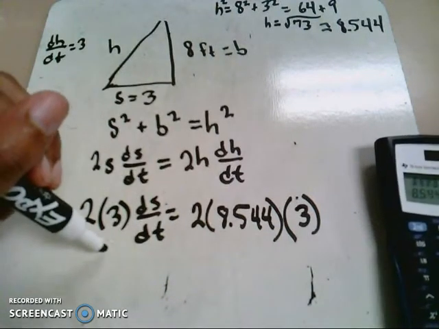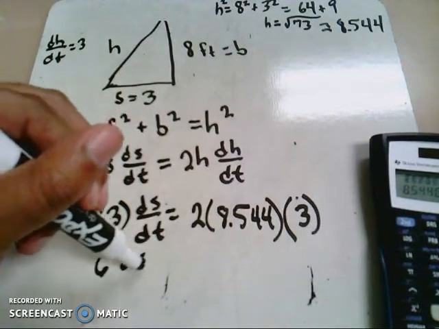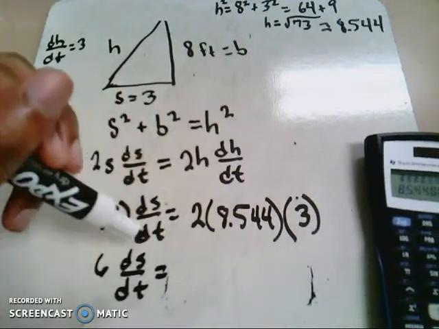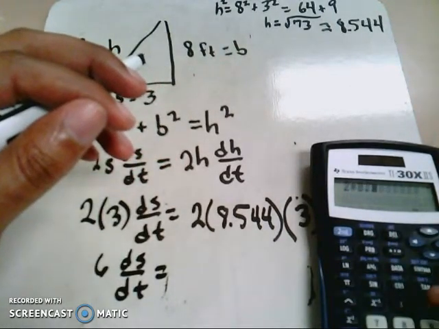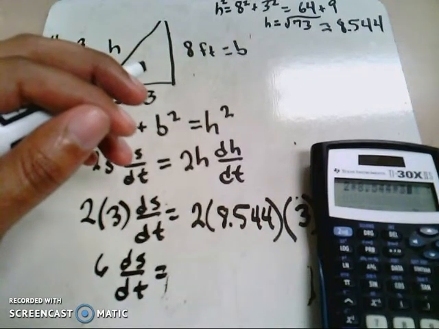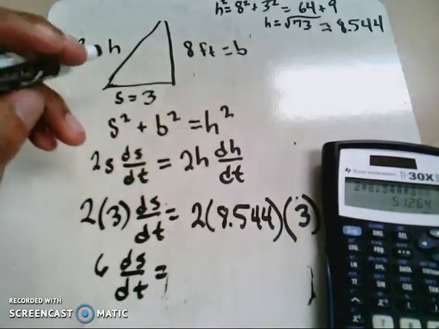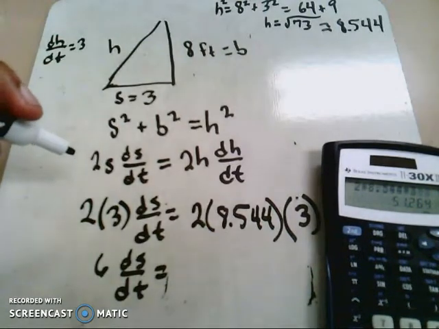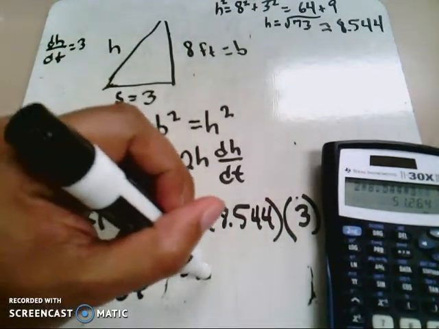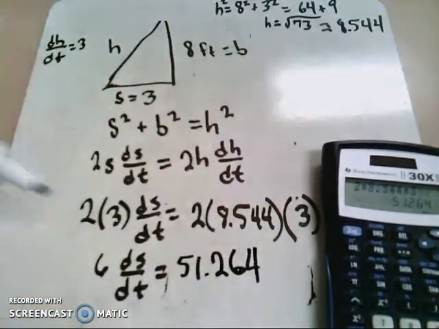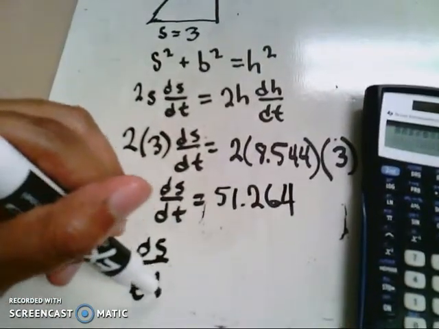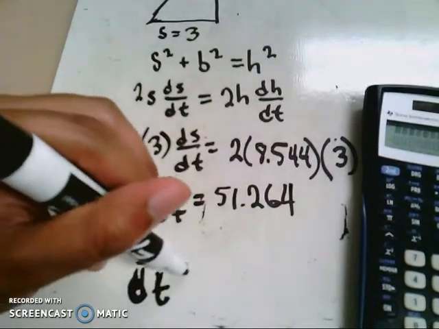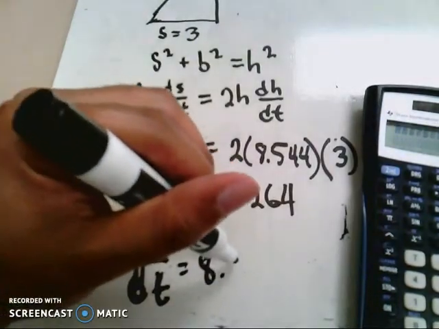We are going to finish solving for ds/dt. So we're going to have 6 ds/dt equals 2 times 8.544 times 3, and that gives us 51.264, and then we're going to divide both sides by 6, and we get ds/dt equals 8.544.